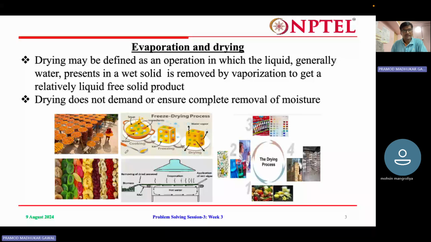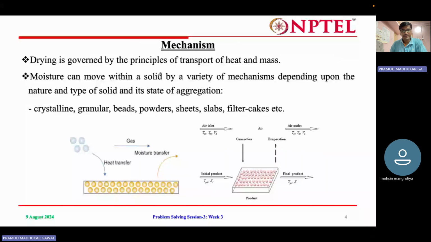So first we will see the mechanisms. Drying is governed by the principles of heat and mass transport. Moisture can be moved within the solid by a variety of mechanisms, depending upon the nature and type of the solid and its state of aggregation. These are the types of solids: crystalline granules, beads, powder, sheets, slabs, filter cake, etc.